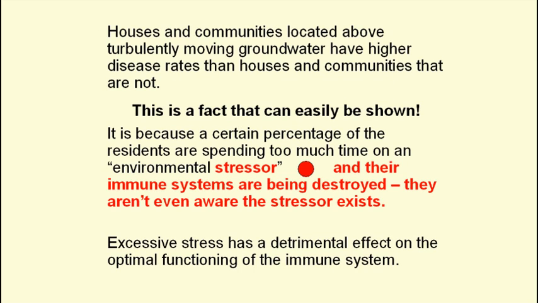Houses in communities that are located above turbulently moving groundwater have higher disease rates than houses in communities that are not. And this is a fact that can easily be shown. It's because a certain percentage of the residents are spending too much time on an environmental stressor, and their immune systems are being destroyed, and they aren't even aware the stressor exists. Excessive stress has a detrimental effect on the optimal functioning of the immune system.